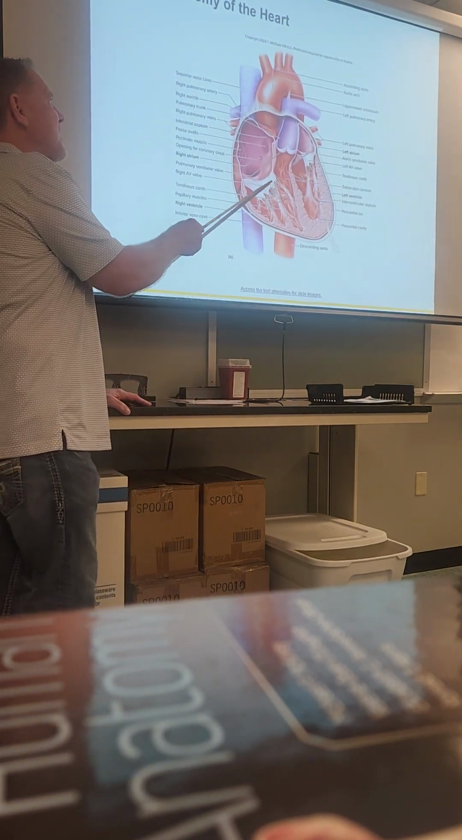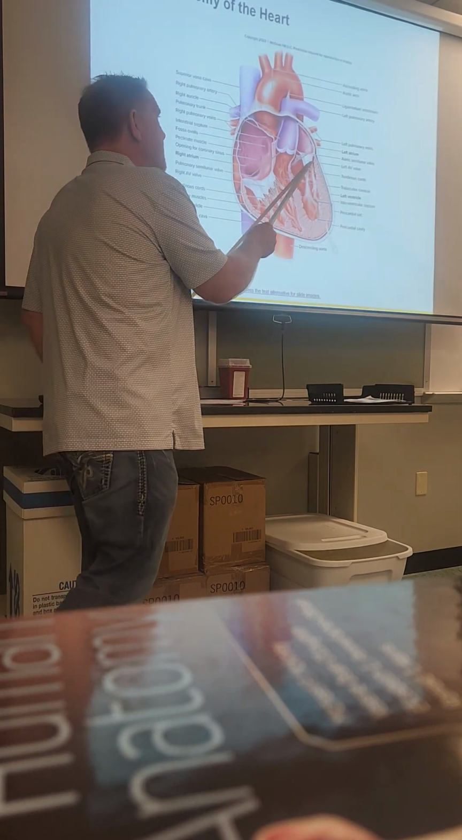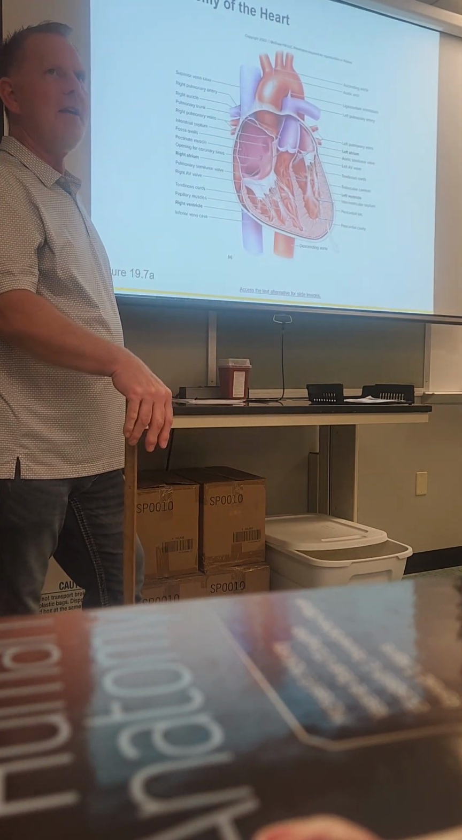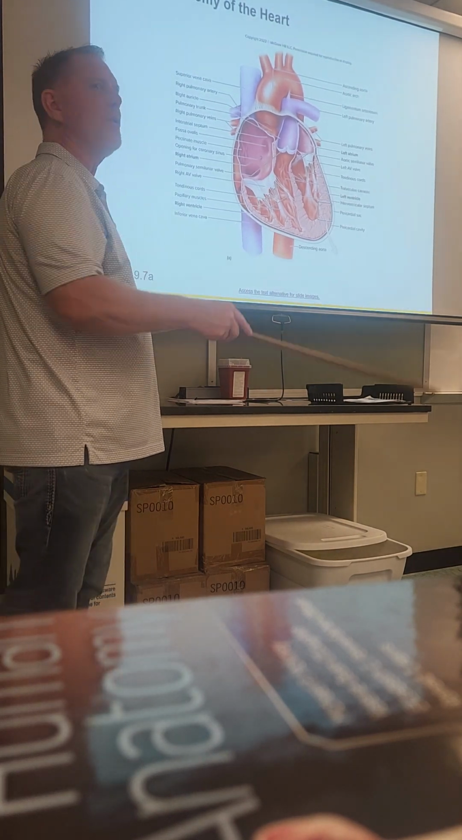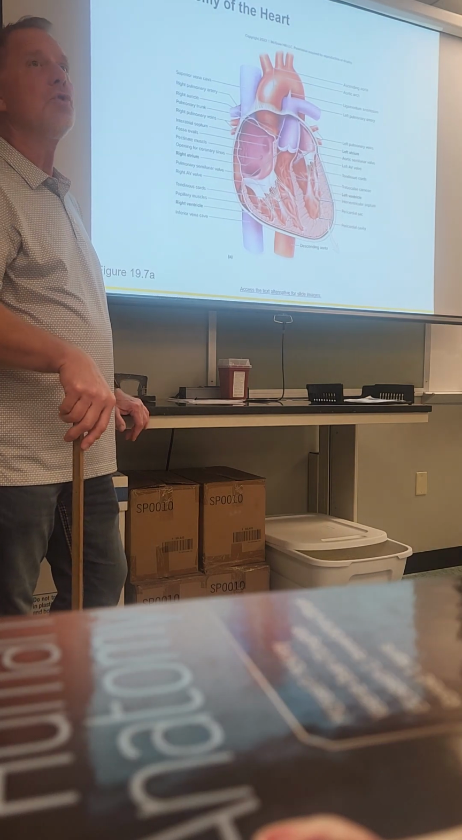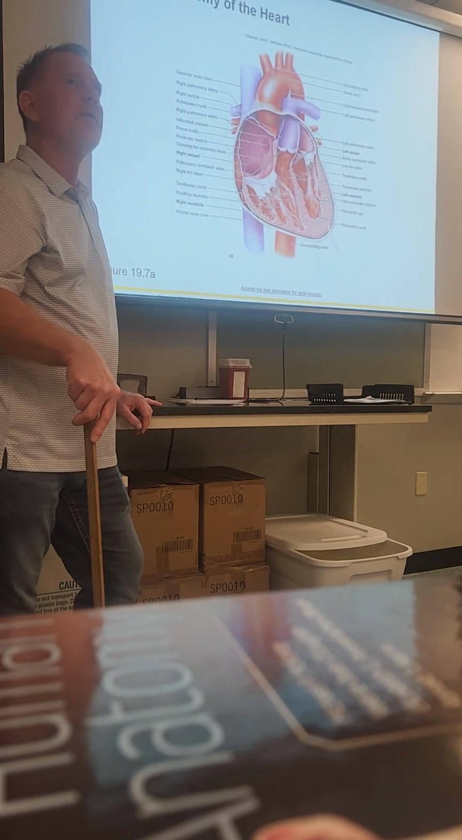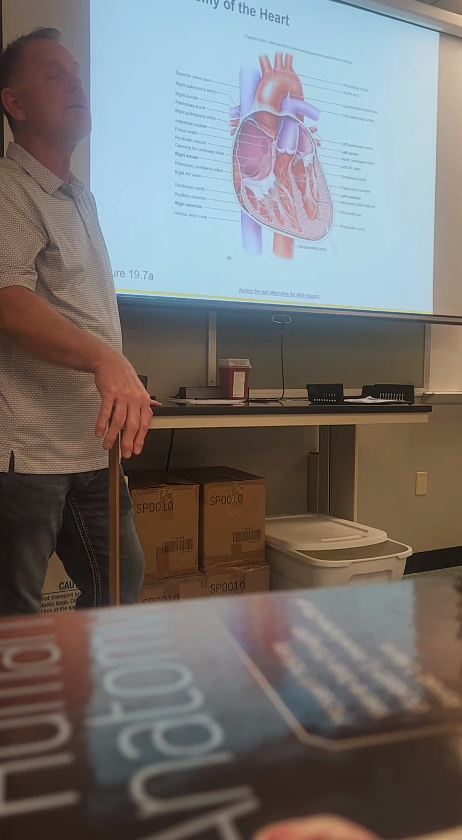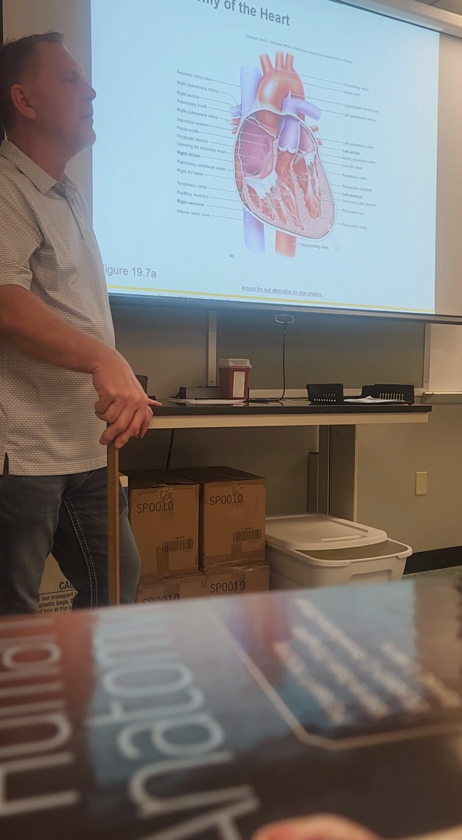And if they're on the right side, we call them? Right AV valves. If they're over here on the left side, we call them? Left AV valves. Yeah. And over here, there's three pieces to the door, so we could also call it the tricuspid. Good. And over here, there's only two flaps to the door, so we could call it the bicuspid, also known as the mitral valve. Don't let that one get you. Could be there. Mitral valve.